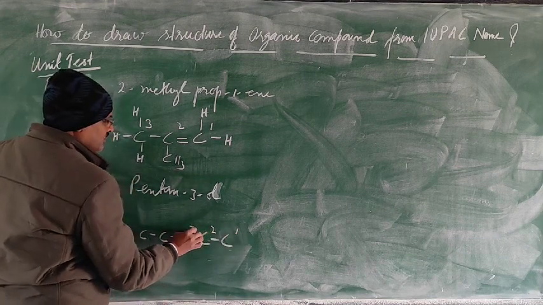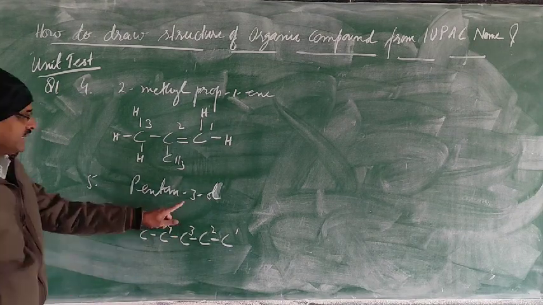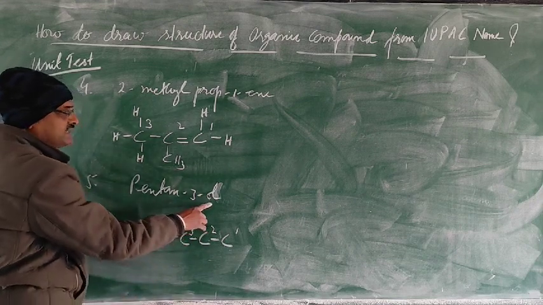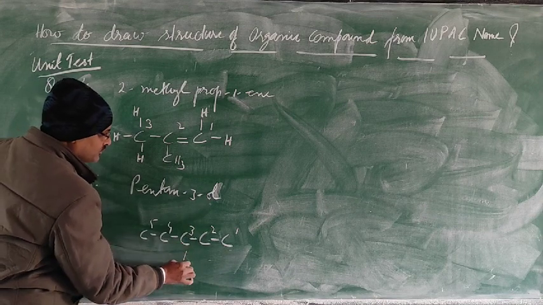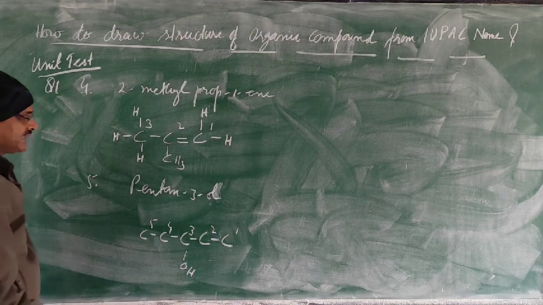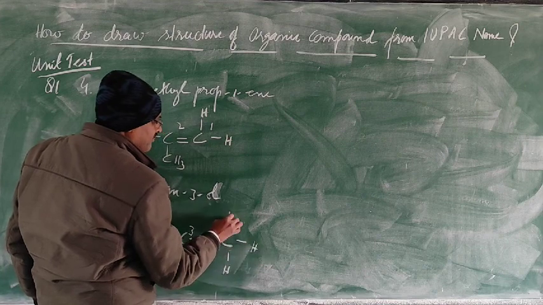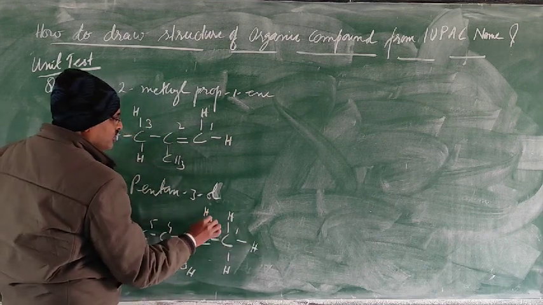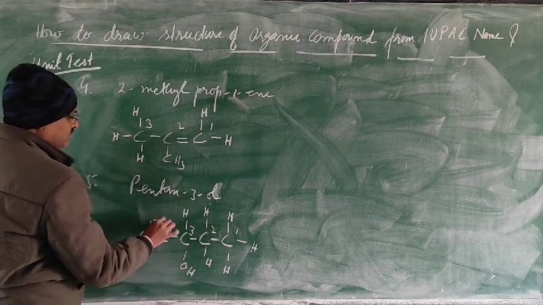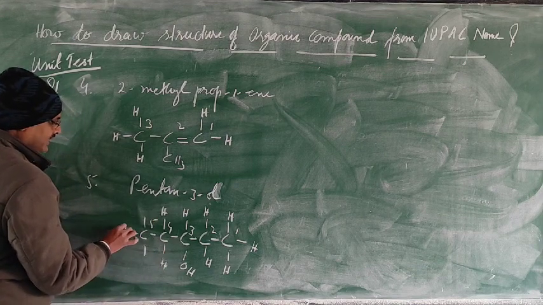1, 2, 3, 4. Then at the third position, "ol" is given. "ol" means OH group. This is the secondary suffix of the alcohol OH group. So put the OH group. Now the rest of the valences you can fill up with hydrogen atoms. So 1 is filled, 3 are left. Here 2 are occupied, 2 are left. Here 3 occupied, only 1 is left. Here 2 occupied, 2 are left. Here 1 occupied, 3 are left.